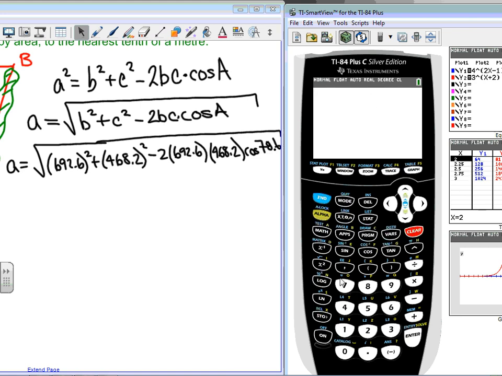Now that you know your special triangles, we know that the sine of 30 degrees is 0.5. If I was in radians, that would not be true. The sine of 30 radians is not 0.5. So that's a good way to check what mode you're in.